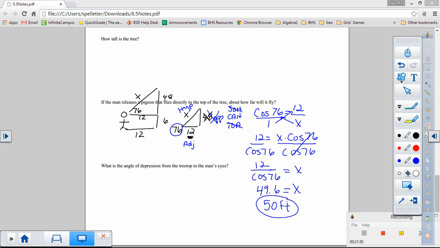What is the angle of depression from the treetop to the man's eyes? From the treetop to the man's eyes. Angle of depression. Well, we talked earlier about alternate interior angles, and so if we were already given this angle as 76, it's going to be the same one as this. And if they're looking for the angle of depression, they want that angle that starts from the treetop to the man's eyes. So that is 76 degrees.